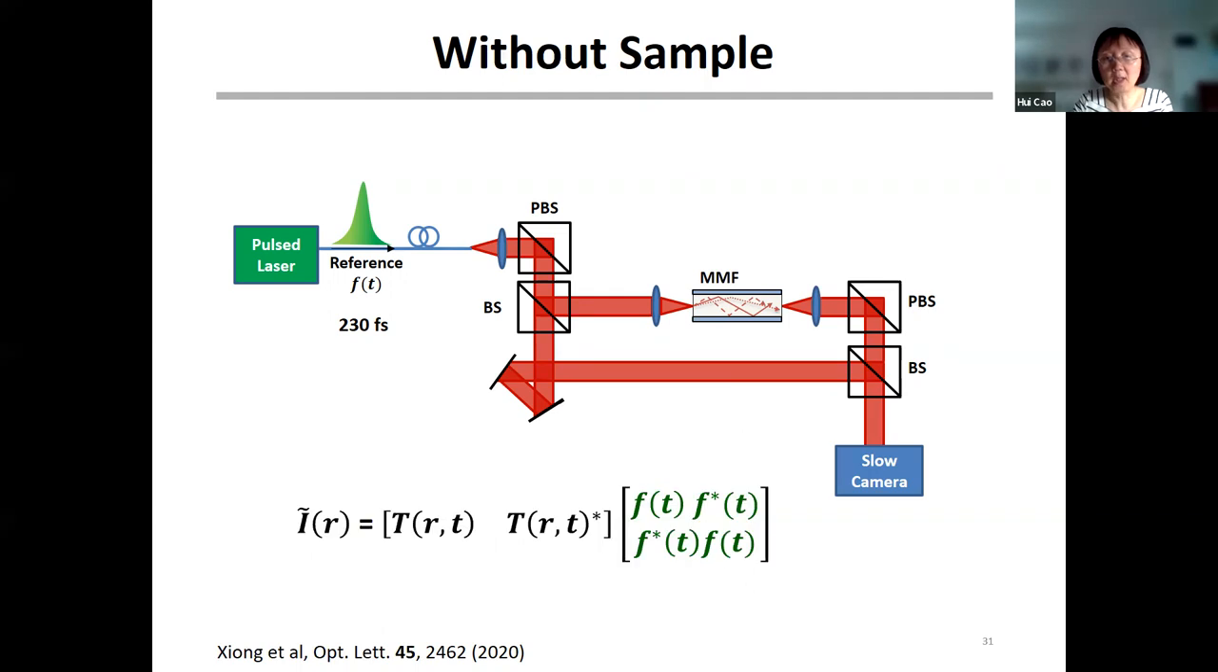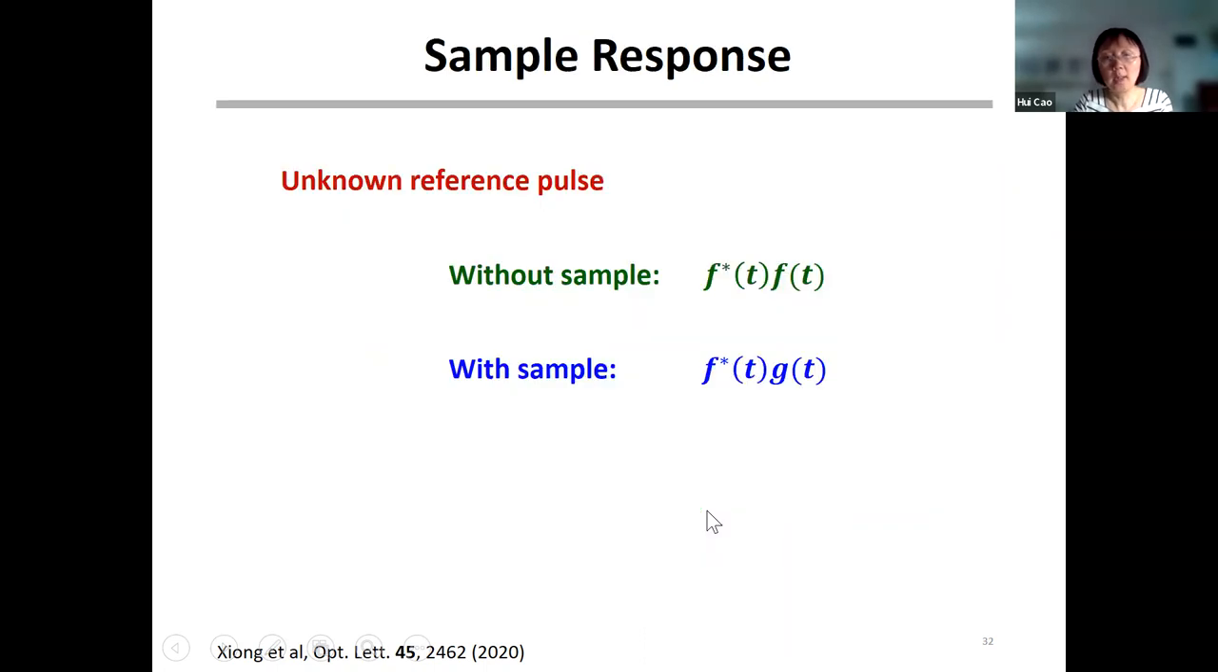But then we can do one more measurement, where we remove the sample. In this case, we measure only the reference field. So from these two, with and without the sample in the reference arm, we can divide, and then we can measure the sample response in time without knowing exactly the reference pulse shape. So this basically tells us we can still get information if we don't exactly know this reference pulse, amplitude and phase, but we still need another reference pulse.